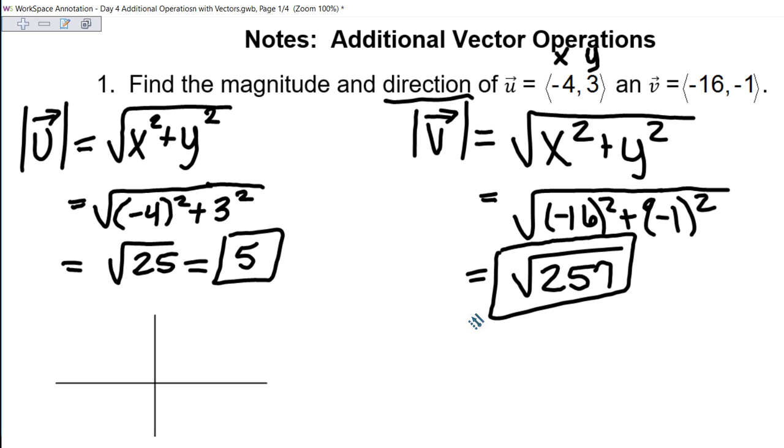Okay, and as a reminder from yesterday, component form means the initial point is located where? At the origin. And whatever point I'm given in the component form, that represents the terminal point. So the terminal point, I need to plot that point. So -4, 3. -4, 3 would be right here. So here would be my vector.